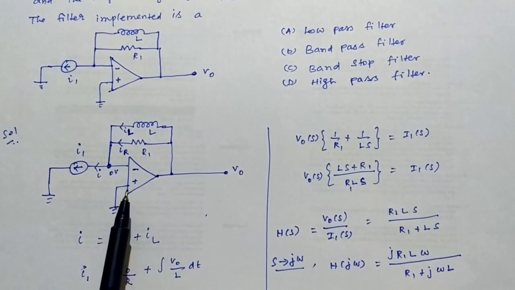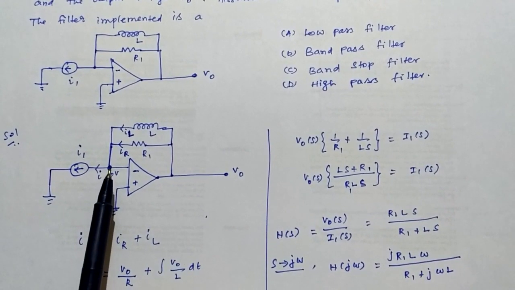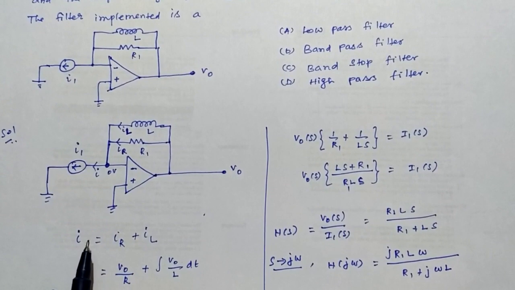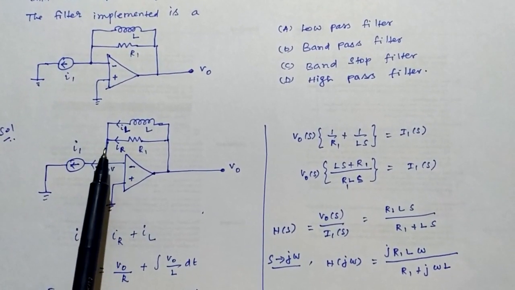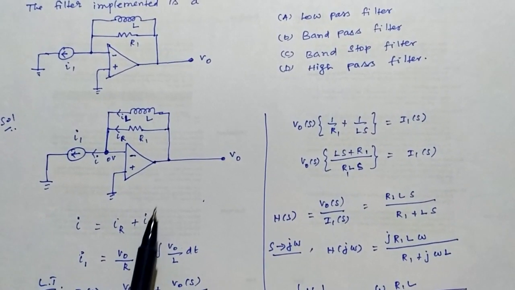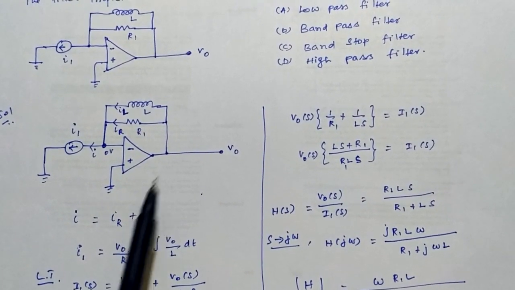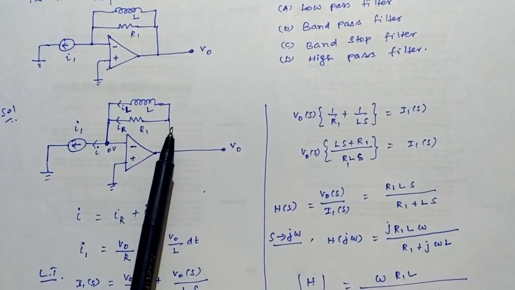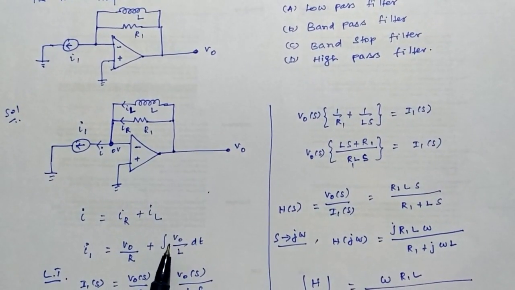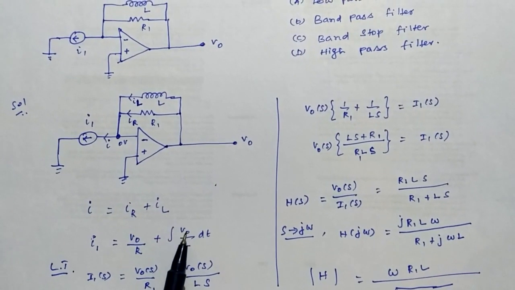Now since this non-inverting terminal is grounded, this inverting terminal is also grounded. Now at this junction, I is equal to the sum of the resistor current and the inductor current. So this resistor current again we can write as V0 by R, since the voltage at this terminal is V0. The inductor current formula is the integral of voltage. So this is the inductor current.